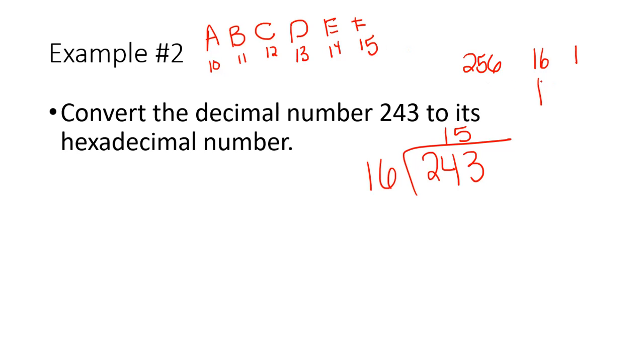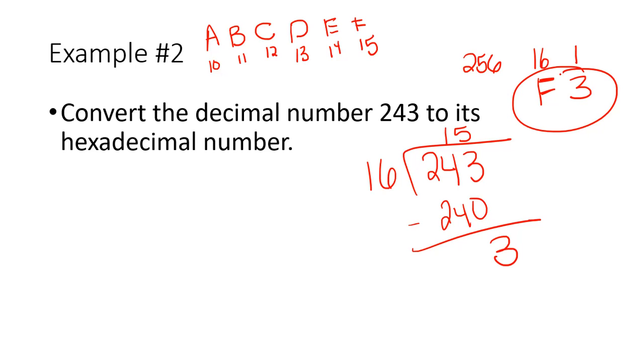So I'm going to put an F for my 16s because that's me saying there are 15 16s in my number. So now I got to figure out how much is left behind. So I'm going to go 15 times 16. That is 240, which gives me a leftover of 3. So I need 3 ones to finish my number. So the hexadecimal equivalent of 243 is F3. A lot of math, I know, but it's not hard math. It's pretty much grade school math.